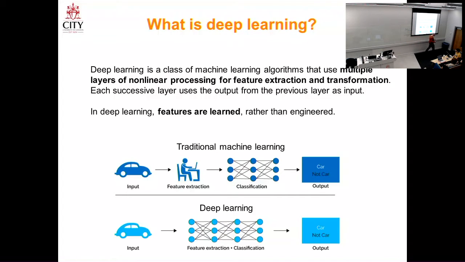Okay? So in traditional machine learning, you might have a problem like this, where from an image of maybe there's a car, maybe there's not a car in there. You want to be able to classify that image as car or not car.